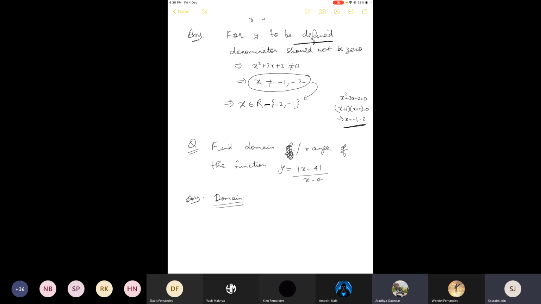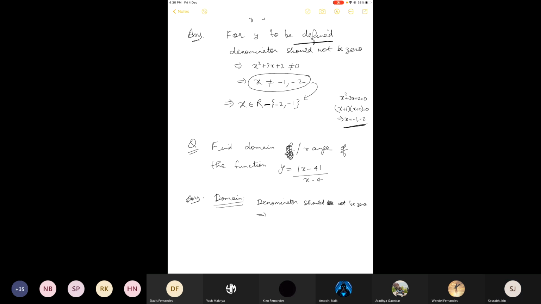So x belongs to R minus {4}. Yes, correct. Good. See, for the domain, the denominator should not be 0.